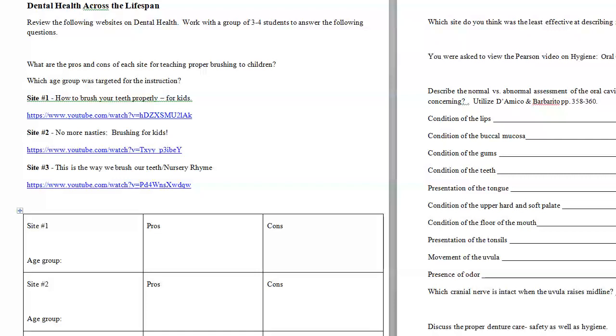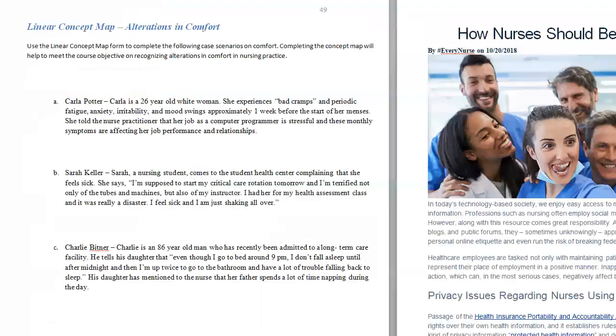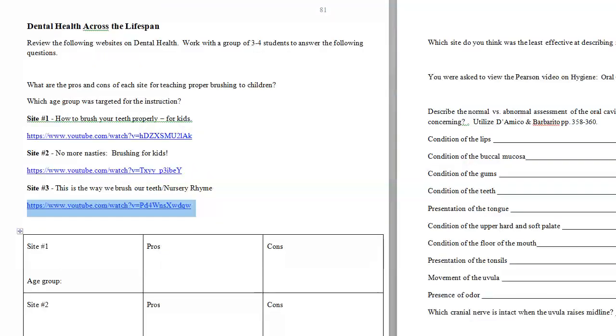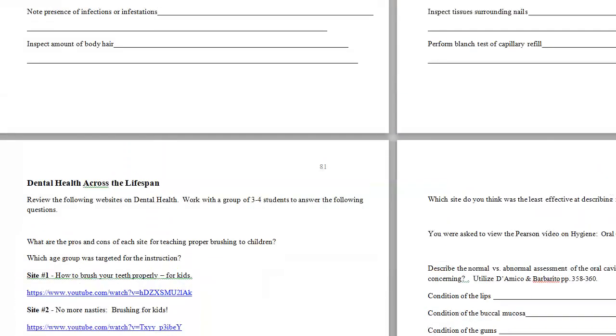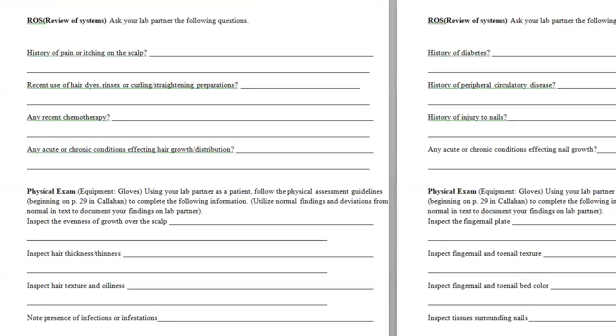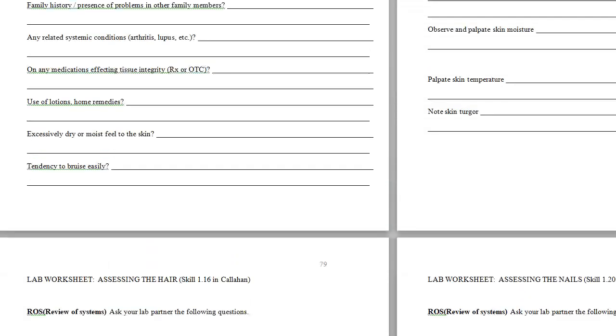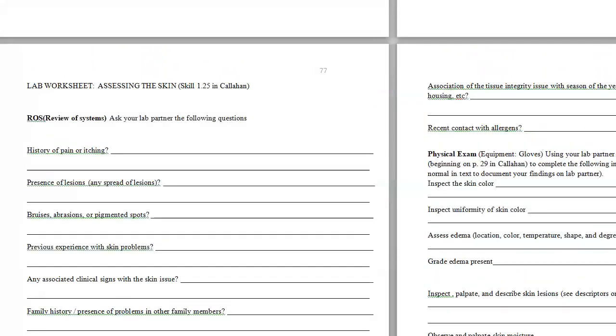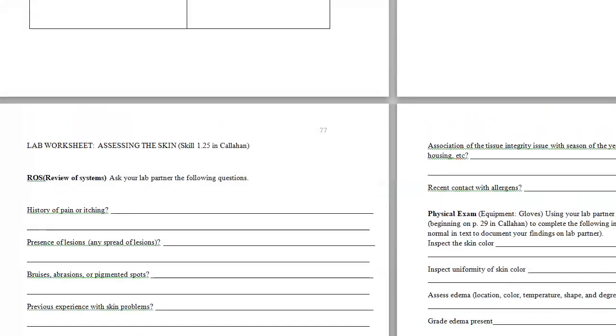Now, obviously, it would have gone on a lot longer had we been in person, and we could talk about the discussion of these questions. But these are things that you can work on independently, and of course, going back to those assessments, please be sure that you are assessing the skull, the hair, the nail beds, and the overall assessment of the skin.